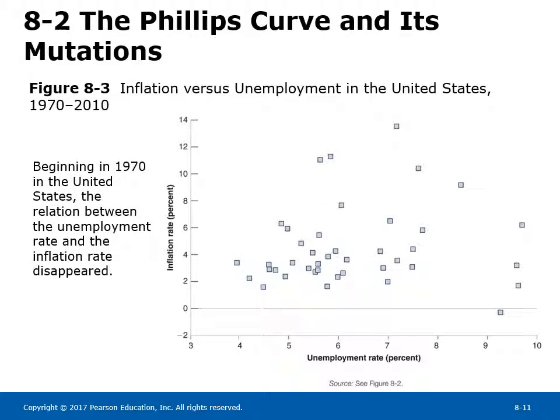Figure 8-3 shows the behavior of unemployment versus inflation in the United States from 1970 to 2010. Beginning in 1970 in the United States, the relation between the unemployment rate and the inflation rate disappeared because wage setters changed the way they formed inflation expectations.